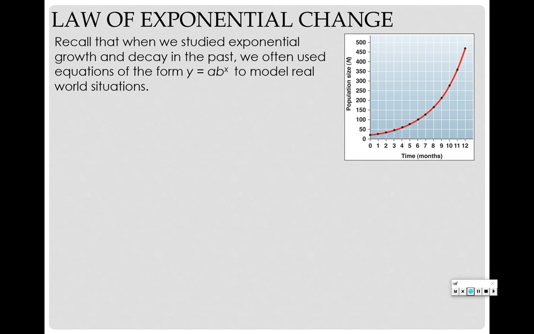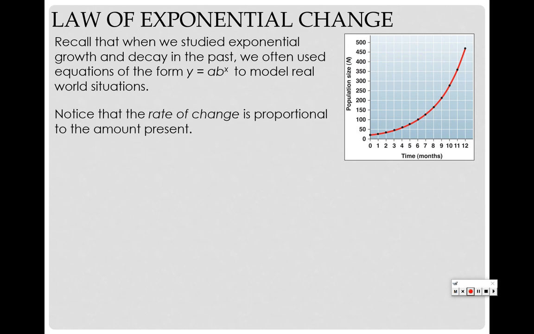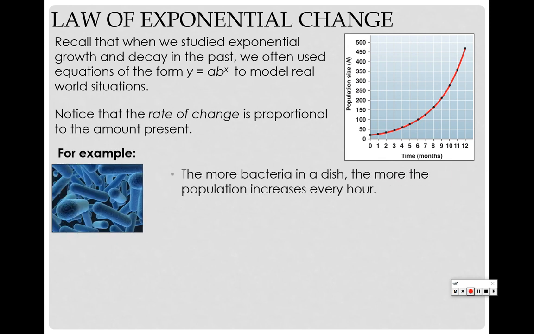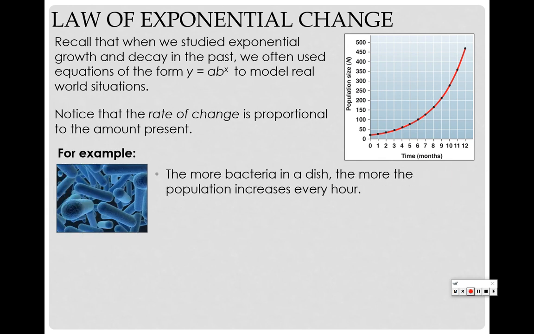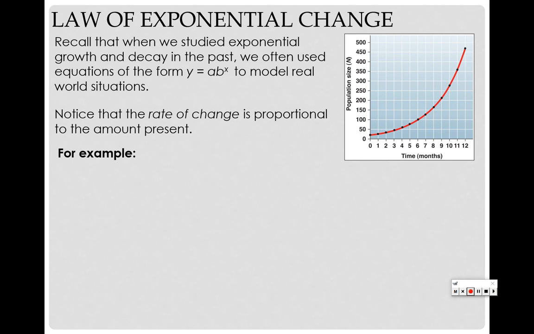Recall that when we studied exponential growth and decay in the past, we often used the equations of the form y equals a b to the x. That is, there was some growth factor, and this in the brackets could be a 2 or a 3 or 1.07 or whatever it was, and then some initial amount. The A was always the initial amount. Notice that the rate of change is proportional to the amount present. I'll go to this in just a second.